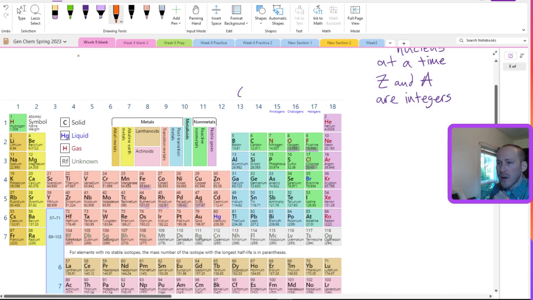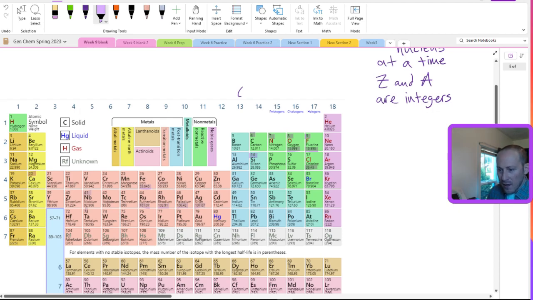So speaking of atomic numbers, Z for any of these is just this number. Whatever number that element is, like carbon is number 6, calcium's number 20, niobium is number 41. Let's find the one that we need to find here.